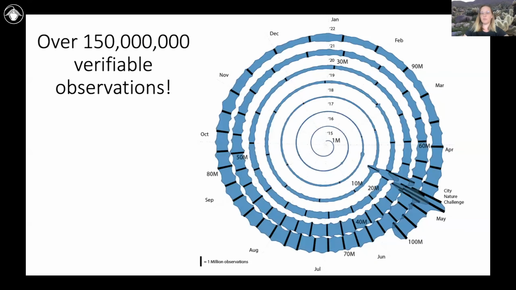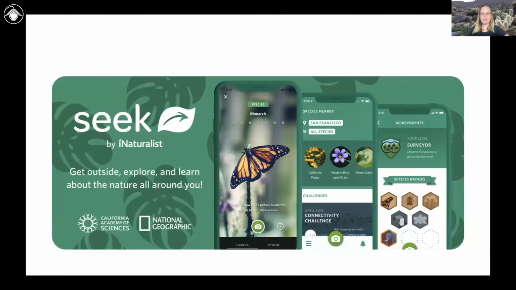And there's been an exponential growth in the use. This figure is already a bit outdated, but now there are over 150 million verifiable observations worldwide. So it's astonishing to see how much data there is and the pace at which we are gathering more data.